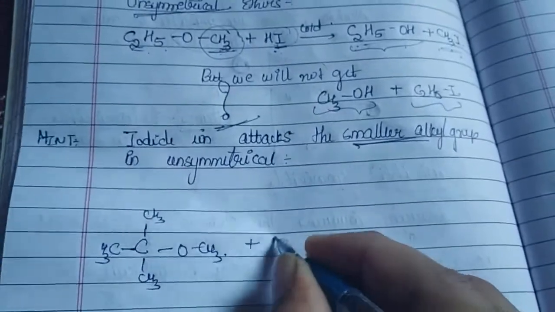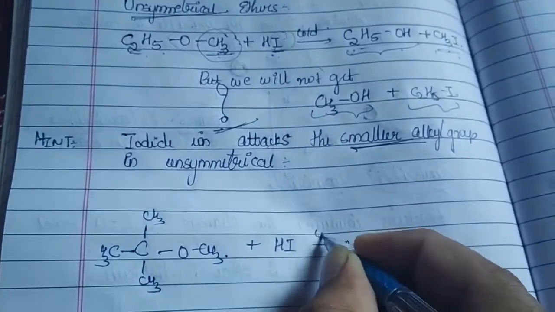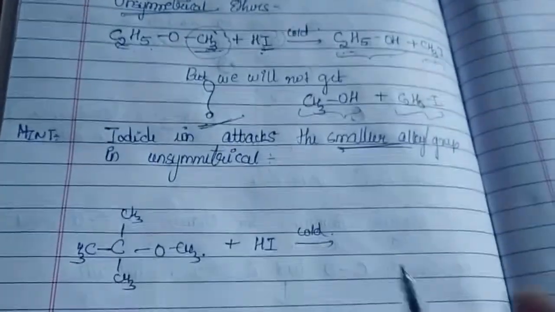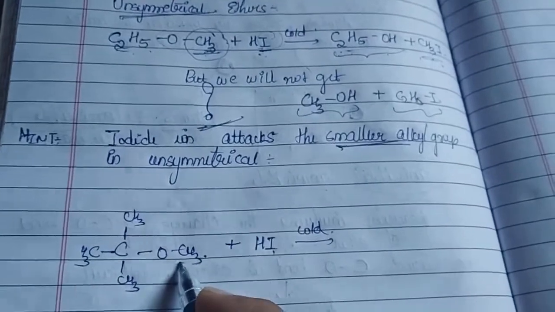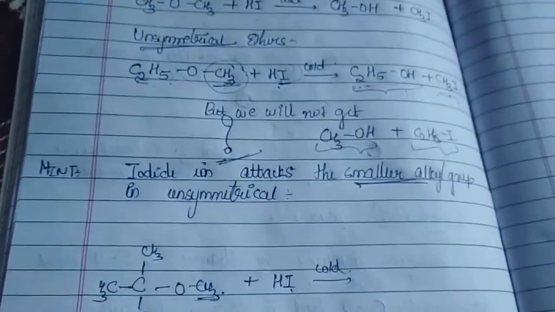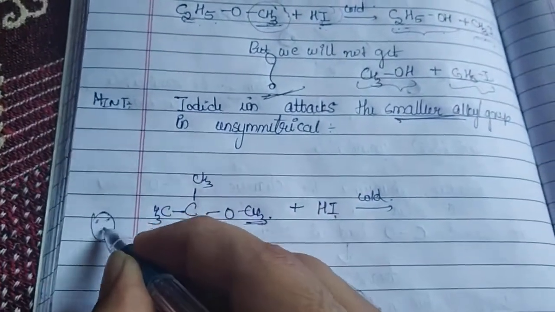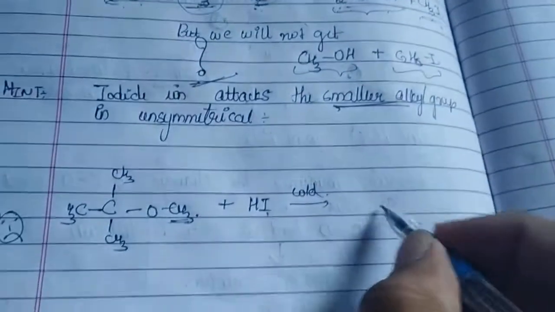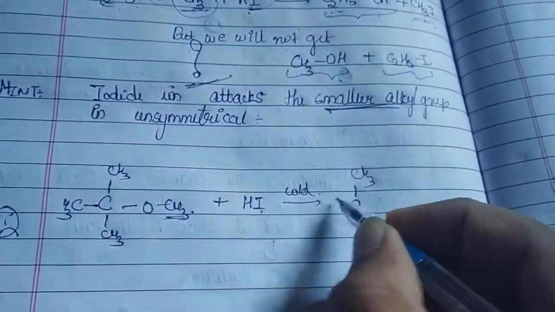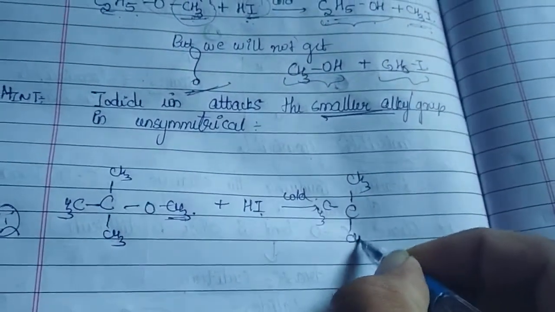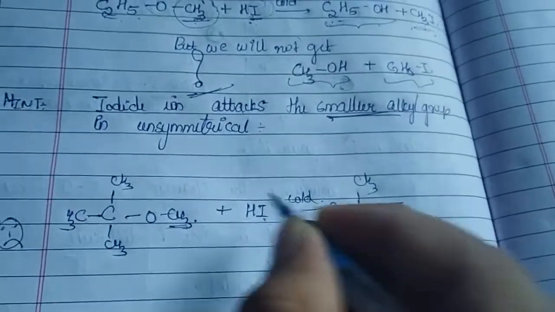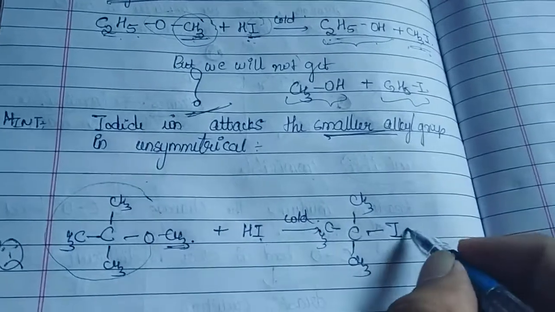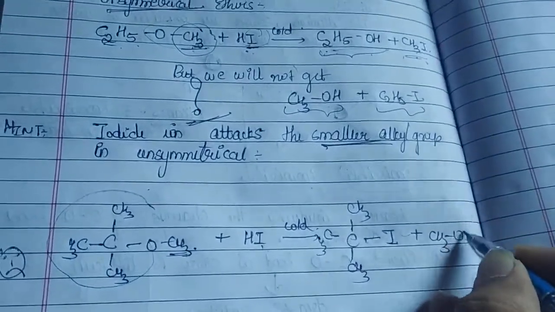So when I treat this with HI in the cold condition, what should be my product according to the unsymmetrical ethers rule? Of course, the iodide should get bonded with the CH3. But here once again it was quite a surprise for us, because the product was something vice versa. That is, the iodide ion attacks the tertiary alkyl group and you get methanol, CH3OH.